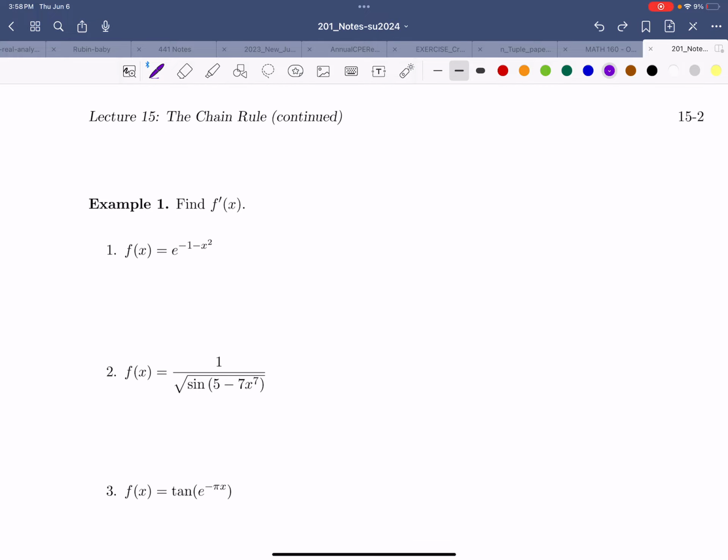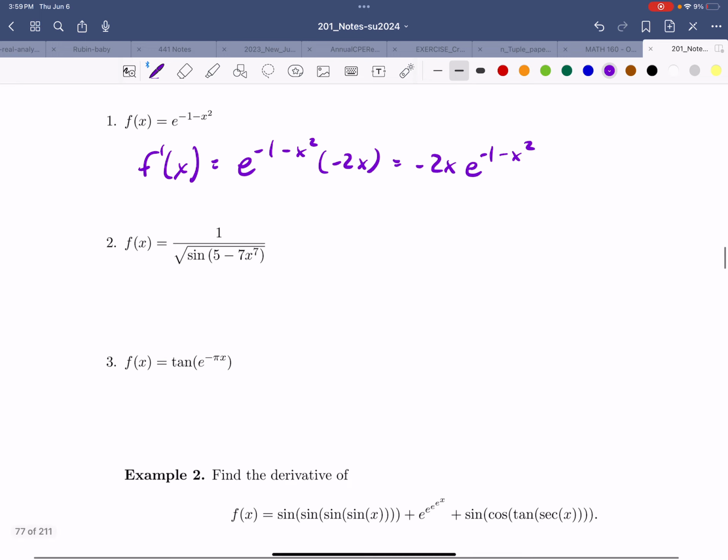What if we have something like this? That's actually not that bad. Here, let's just warm this up. We've got f prime of x equals e to the negative 1 minus x squared. E to the x is the outer function, negative 1 minus x squared is the inner function, and then times the derivative of the inside, so we get that.